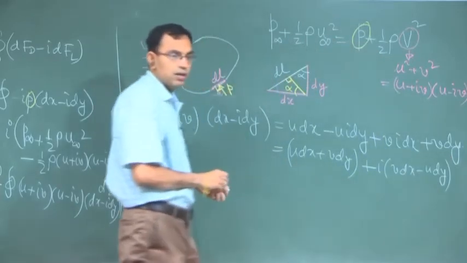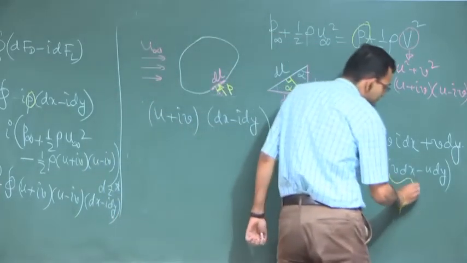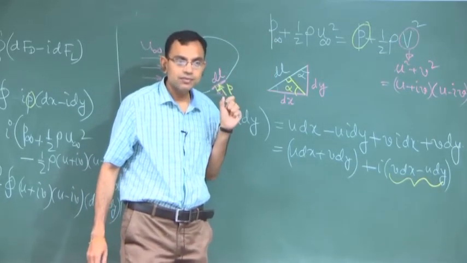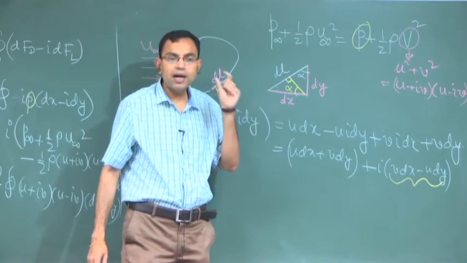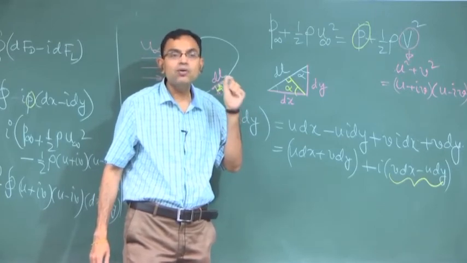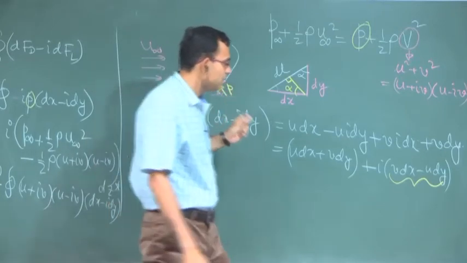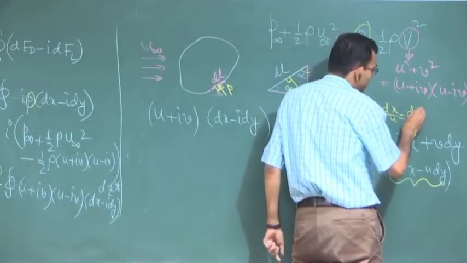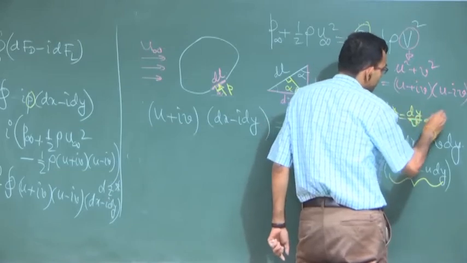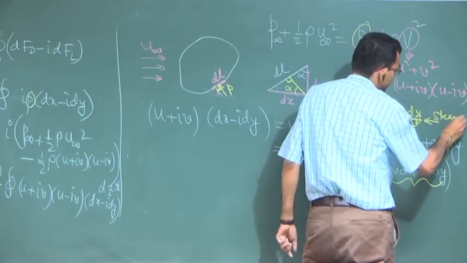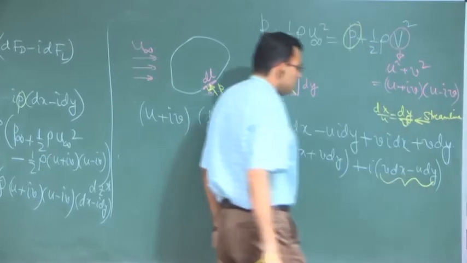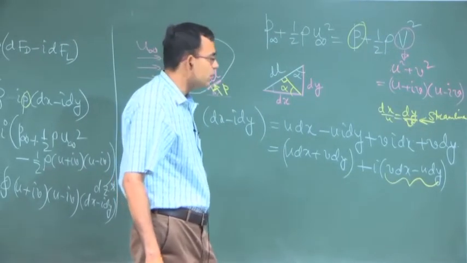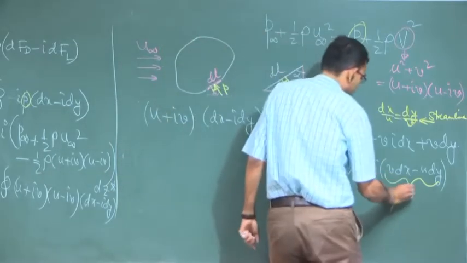Can you tell what is the value of this on the surface of a body? Surface of a body is a streamline, and streamline is defined by the equation dx by u equal to dy by v, right. So, dx by u is equal to dy by v is a streamline. Therefore, v dx minus u dy is equal to 0.